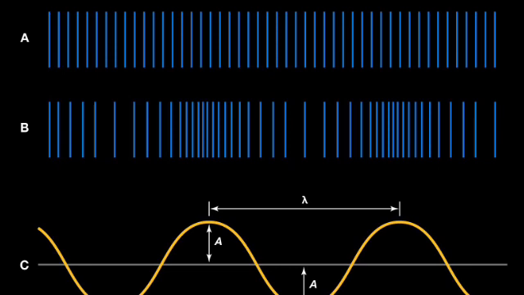Frequency of a sound wave is usually denoted by ν, the Greek letter Nu. Its SI unit is hertz, Hz.